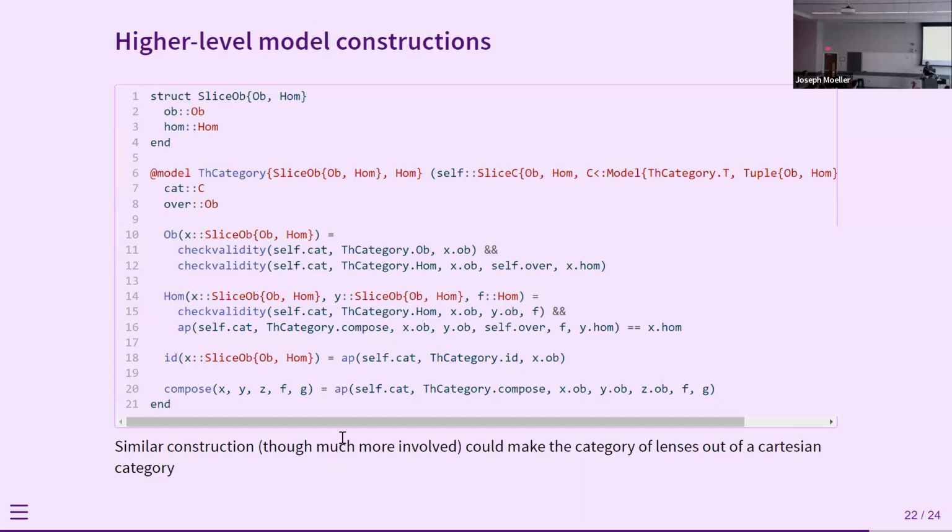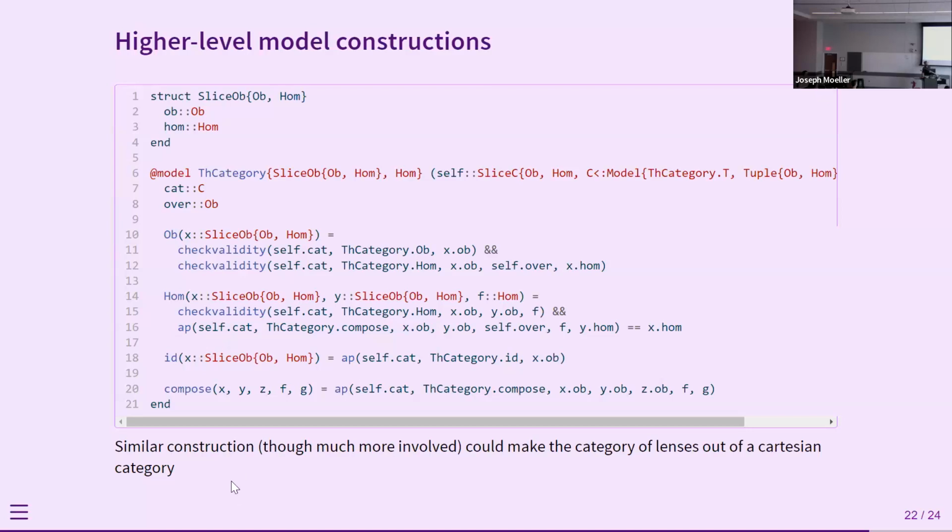I'm not going to go into this code so much, but you can see basically there's a model of the theory of categories where the objects are slice ob, i.e. an object and a hom, and the morphisms are morphisms, parameterized by a category and an object that we're slicing over. And then we can define the check methods for ob and hom, and then the methods for ID and compose on top of this.